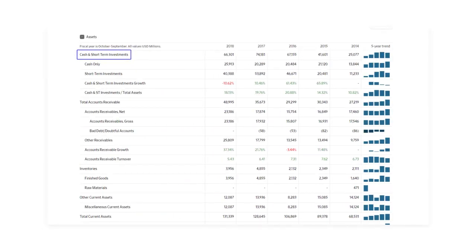The first section is assets. This section includes all the resources owned by the company, expecting that they will bring profit in the future. Cash and short-term investments are cash and short-term investments that are quickly traded assets.